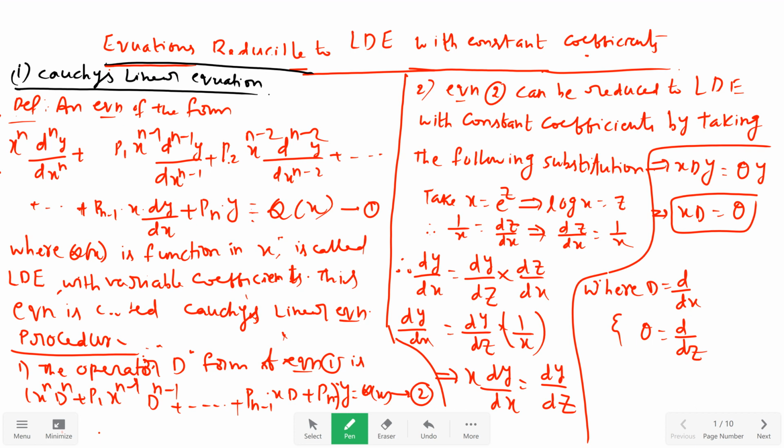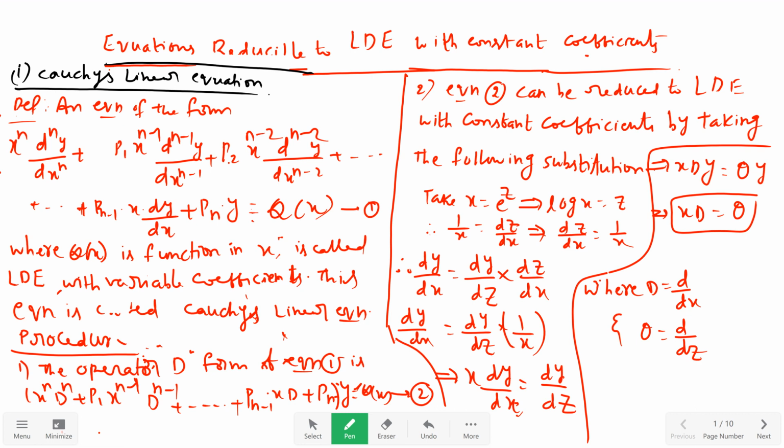Now we can find the value of dy by dx. By applying the chain rule, dy by dx can be written as dy by dz into dz by dx. Here we already found dz by dx is equal to 1 by x, and this value can be substituted. Then dy by dx is equal to dy by dz into 1 by x. By cross multiplication, we get x into dy by dx is equal to dy by dz.